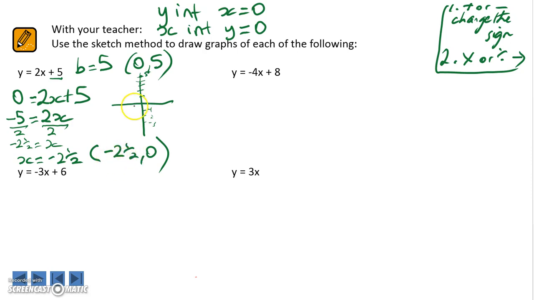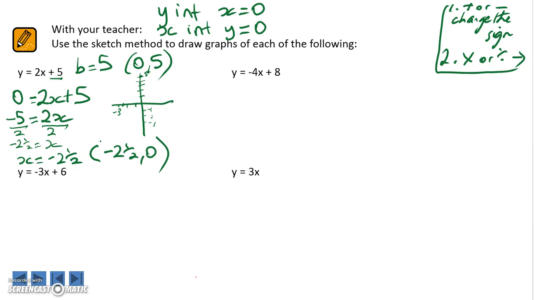So we've got to get to minus 2.5. So 1, 2, 3, and so halfway between minus 2 and minus 3 is there, and then you can draw a line between those points and extending either side as well. So there's the first example.